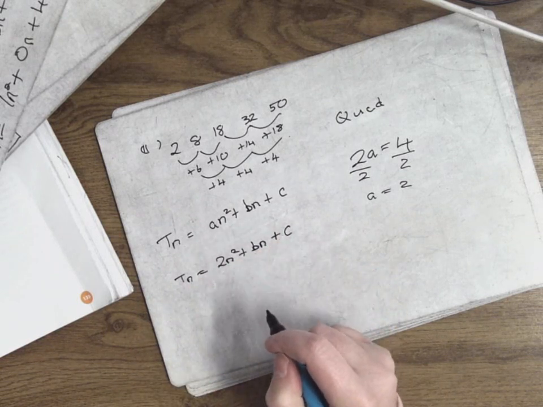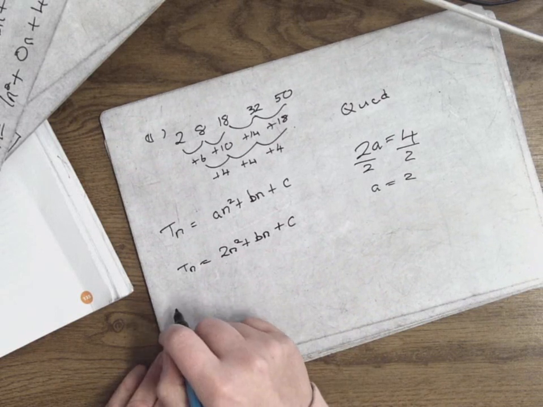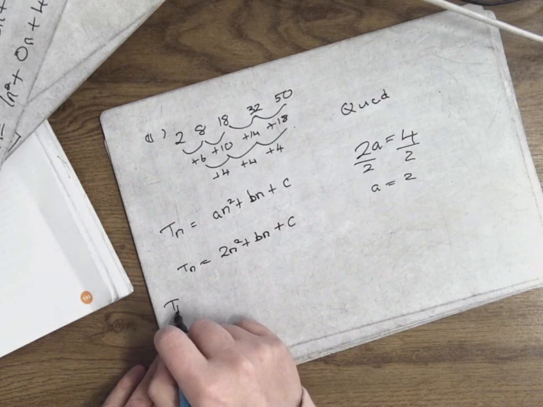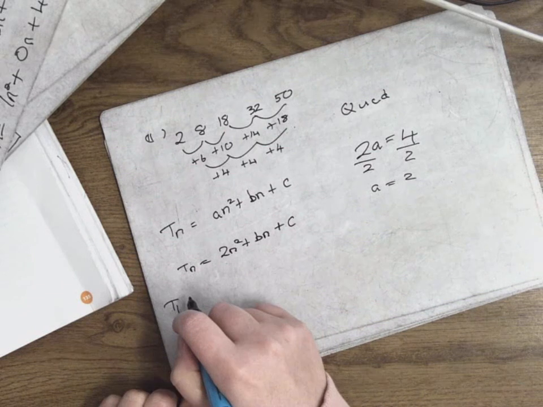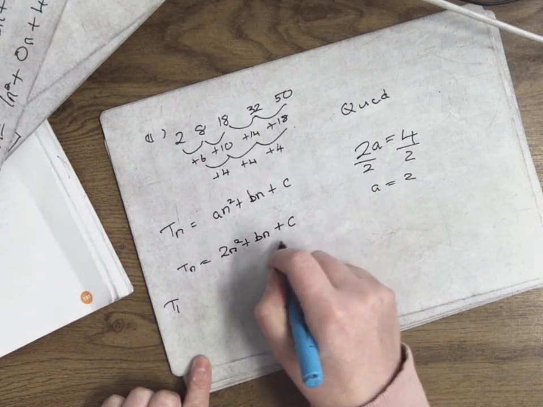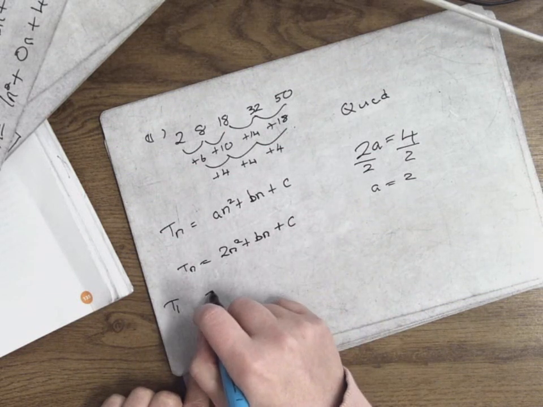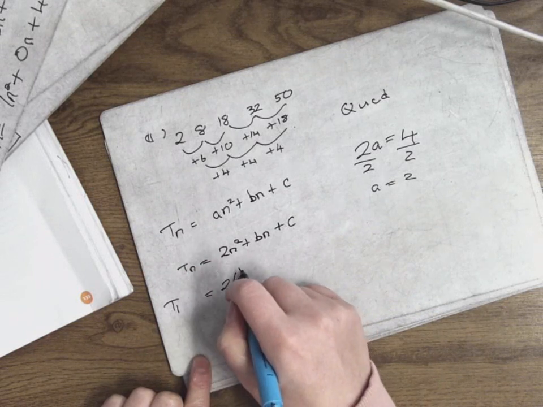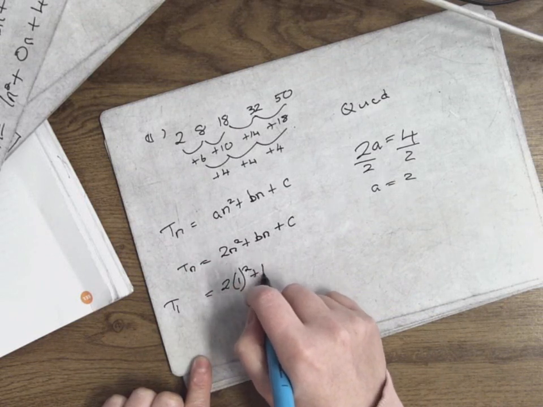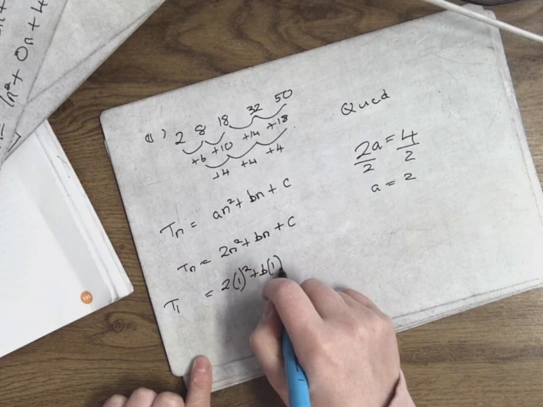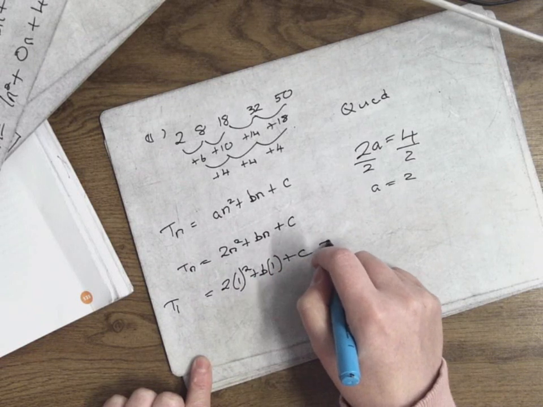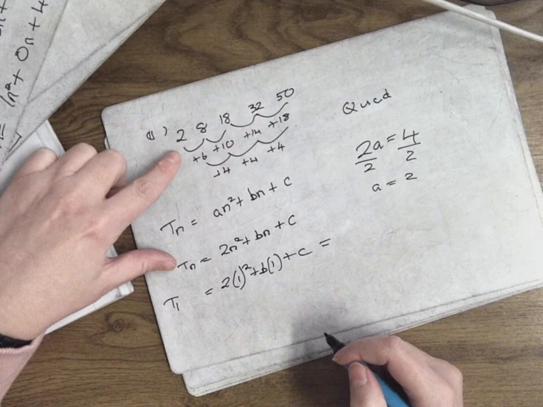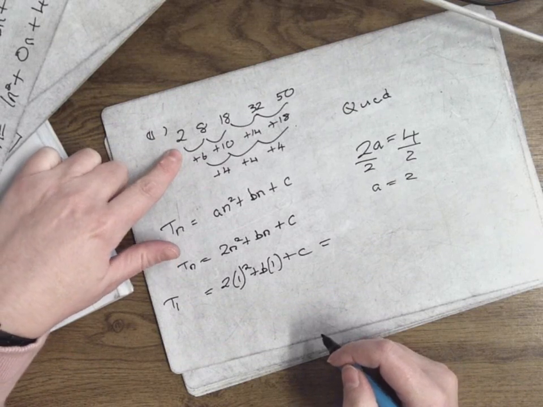So how you do that is you look at term number 1. Term number 1 means everywhere I see an n, put a 1, because n is the number of the term. So 2 times 1 squared plus b times 1 plus c. But you know what term number 1 is, because they told you what it is. It's term number 1 is 2.